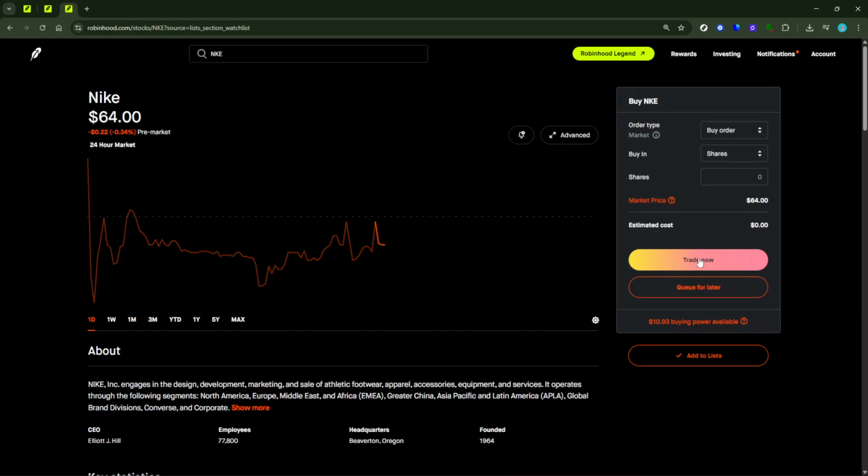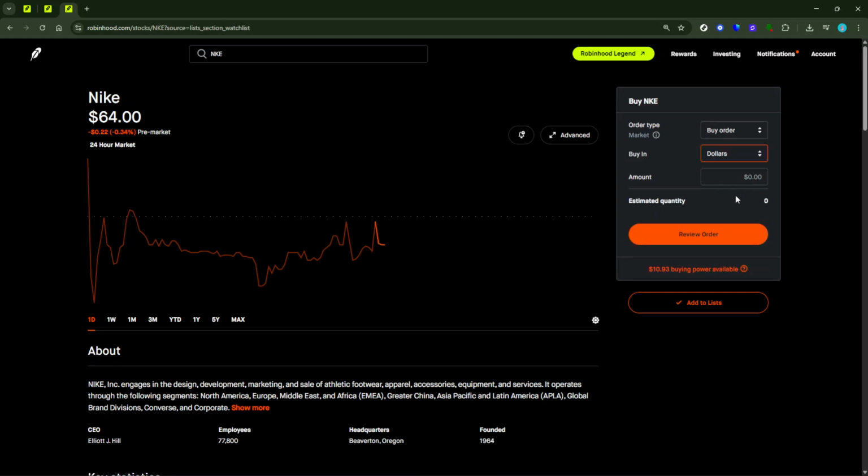Now, you'll notice that Robinhood usually defaults to buying by shares, but for your $100 portfolio, I highly recommend switching to the dollars option instead of shares. This lets you invest a fixed dollar amount instead of buying a full share, which is particularly useful if the stock or ETF is fairly expensive. For a diversified portfolio, consider entering an amount between $10 and $50 for each stock.